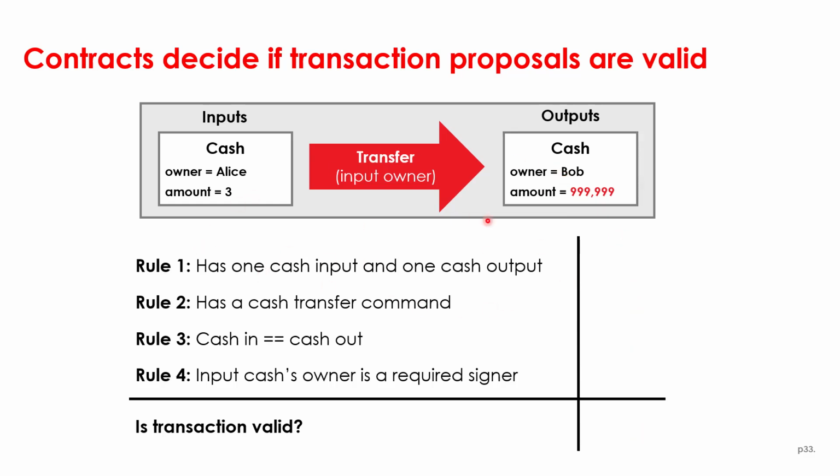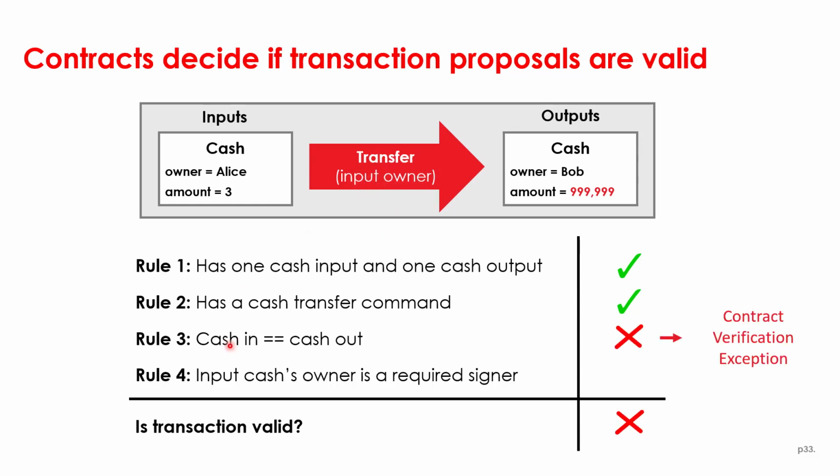So let's take a look at this transaction. Again, we have our inputs and our outputs. We have our owner Alice with 3, and well, let's just go through this. So rule 1, or requirement 1: do we have a cash input and a cash output? Seems to be the case. Yes, that's true. Do we have a cash transfer command? Yes, we do. And the command requires a signer.